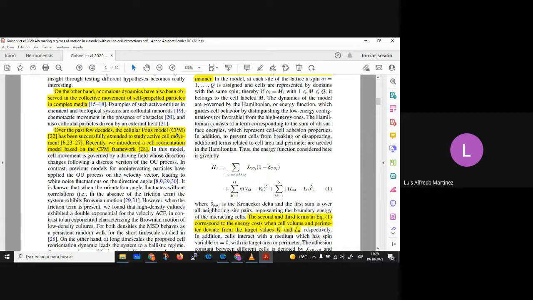alternating regimes of motion occurring on a large time scale. In Equation 1, the first term corresponds to the energy of the interaction between cells. J is the exchange energy between cells. The second and third terms in turn correspond to the energy cost when cell volume and perimeter deviate from the equilibrium value.